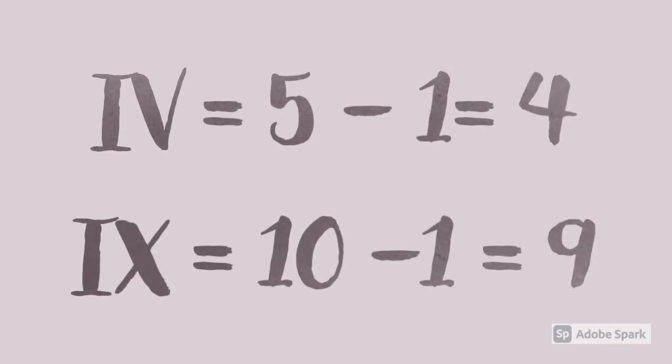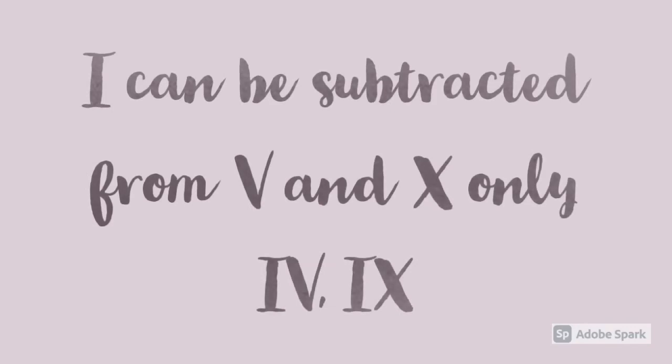V represents 5 and I represents 1. Putting I before V will mean subtracting the value of I from V. So 5 minus 1 gives us 4. Similarly, for 9 we have IX. X represents 10 and writing I before X will mean subtracting it. So we have 10 minus 1 giving us 9. Always remember, I can be subtracted from V and X only.